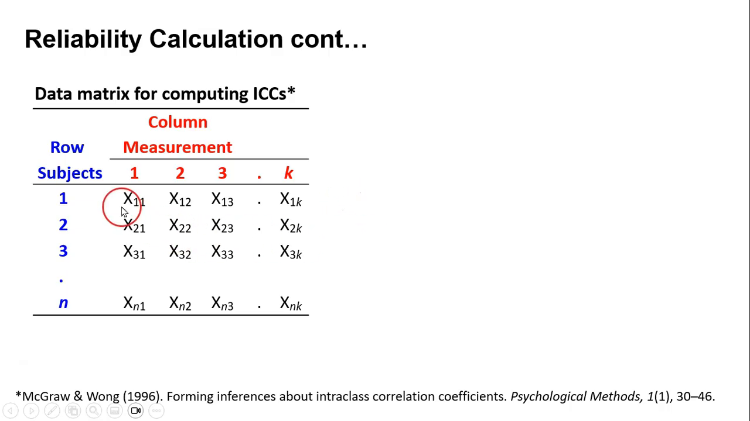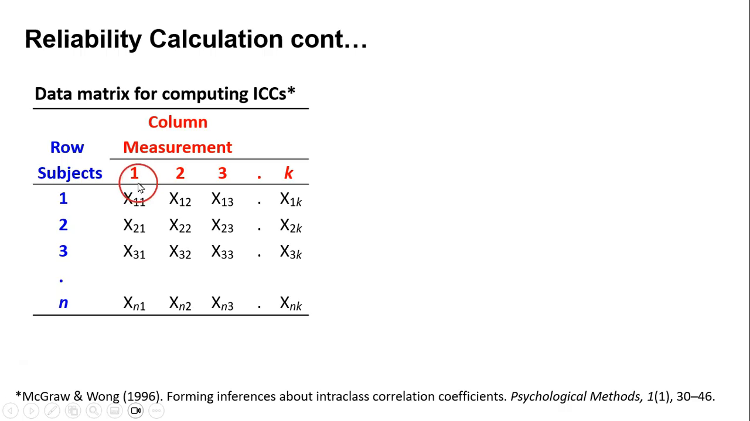If you look over here on the left, we have subjects, 1, 2, 3, all the way down to however many subjects you have, n. These are listed in this column. And then the next column over, you have your measurements. Measurement number 1, measurement number 2, measurement number 3. These could be your measurements. These could be the questions on your survey. These could be the test items on the test.